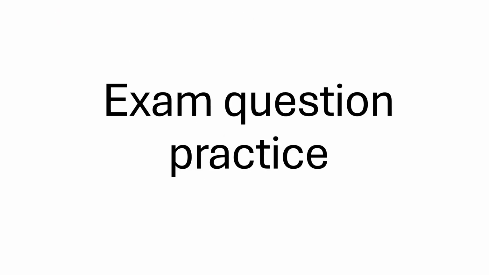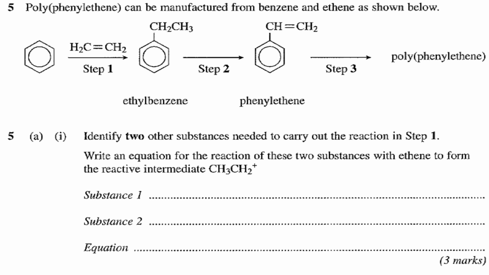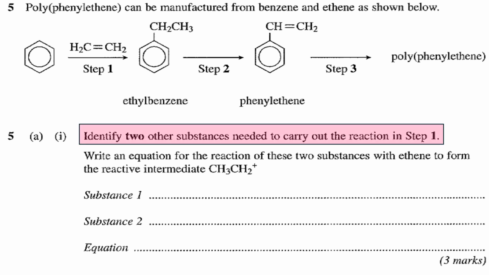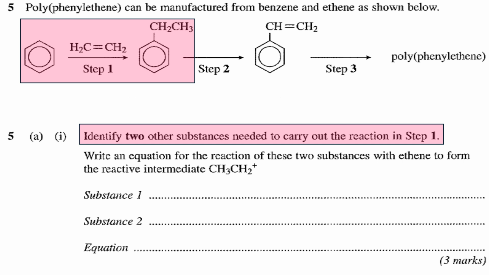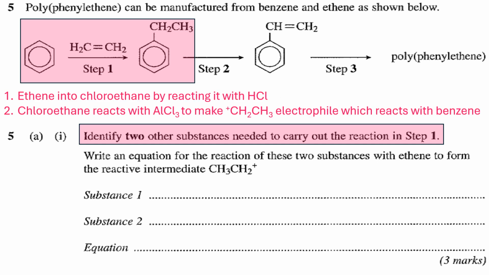can actually go on to react with benzene. So we're going to look at an exam question to see how this might present itself. It's from an AQA paper, and first thing they want you to do is identify 2 other substances needed to carry out the reaction in step 1. So if we clear the labels for the 2 compounds, ethyl benzene and phenylethene, we can now just put in what 2 things need to happen.